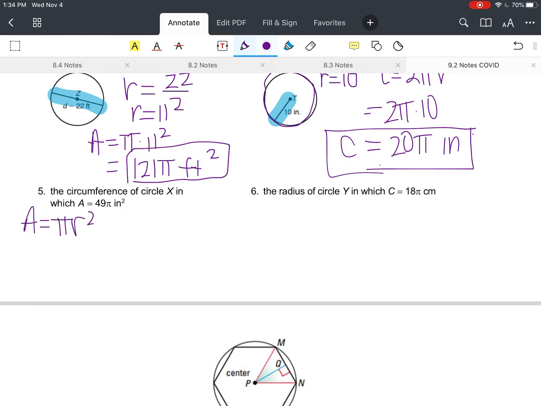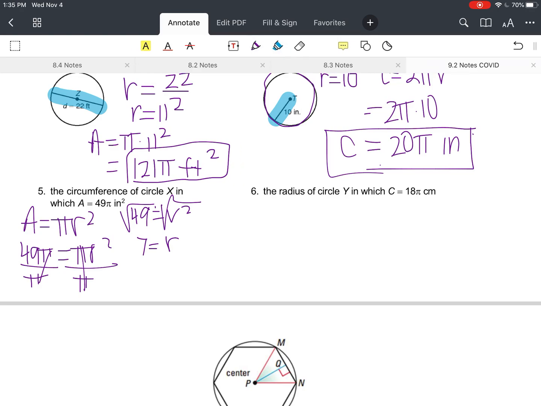Number 5, find the circumference, where the area is 49 pi. Well, I know area is pi r squared, so this is kind of a two-step process. I know my area is 49 pi, so I can find out what r is from my area formula. I first can divide both sides by pi, so then I'm left with 49 equals r squared. Then I square root both sides. The square root of 49 is 7. So r, my radius, is 7.